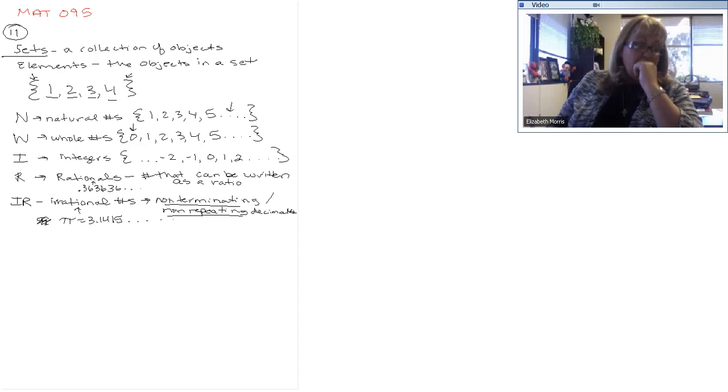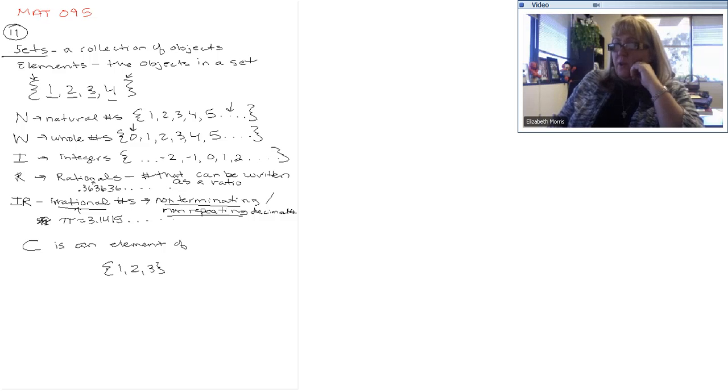All right, now, we also have this symbol, and that means is an element of. So I could say let's say this is my set, 1, 2, and 3. I could say 2 is an element of that set. I could also say 5 is not an element of that set. Okay? So this symbol right here just means is an element of.